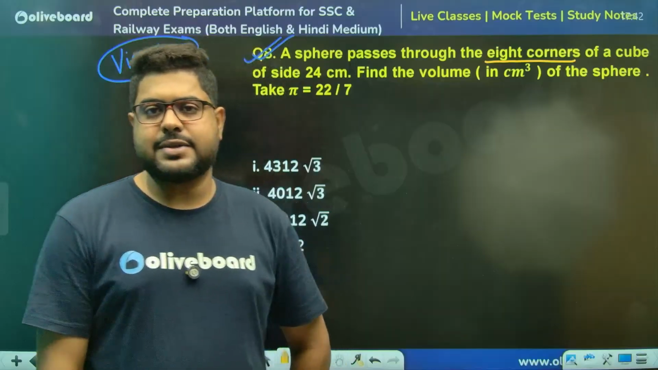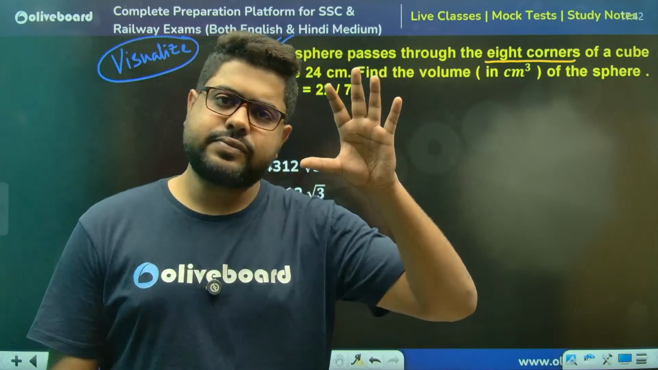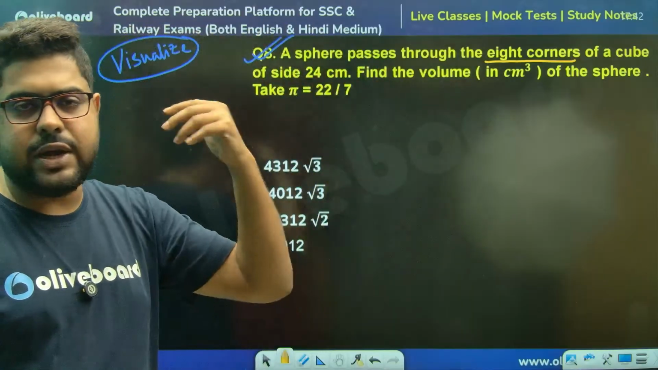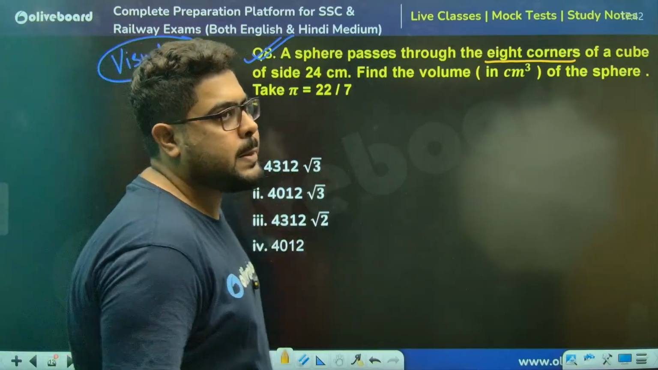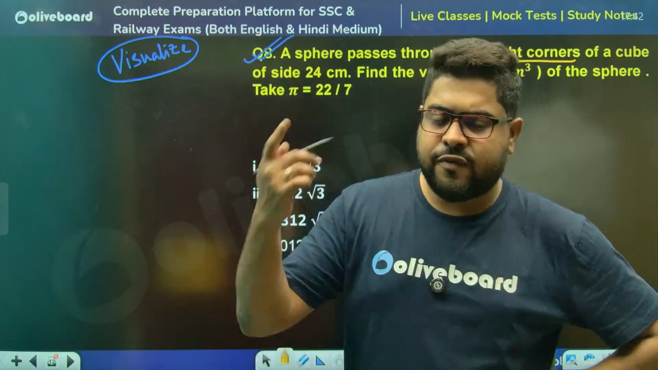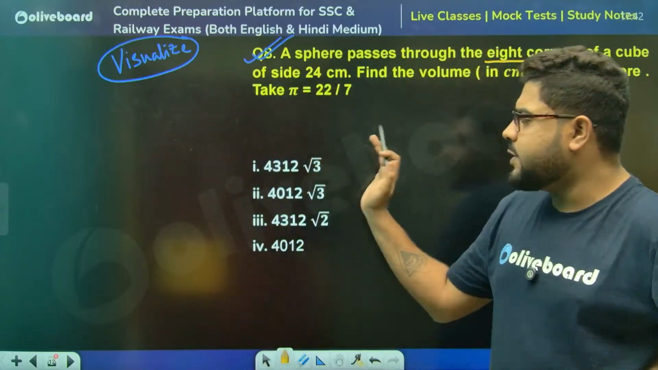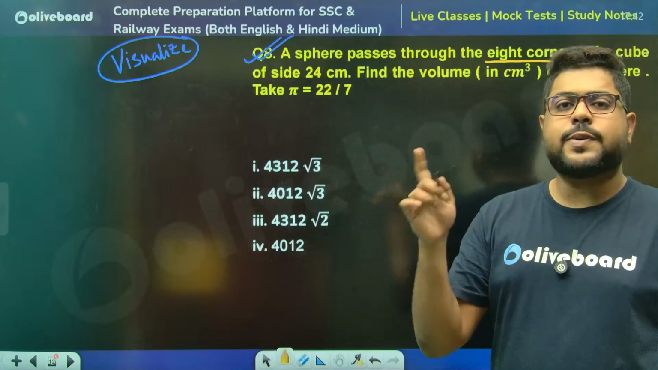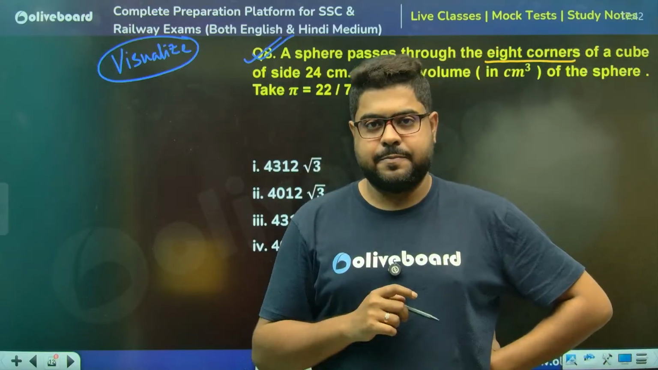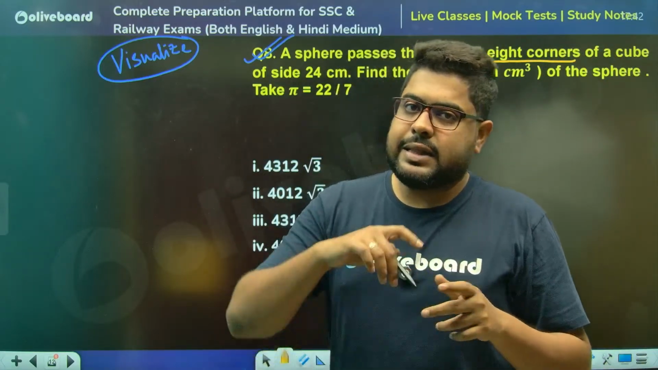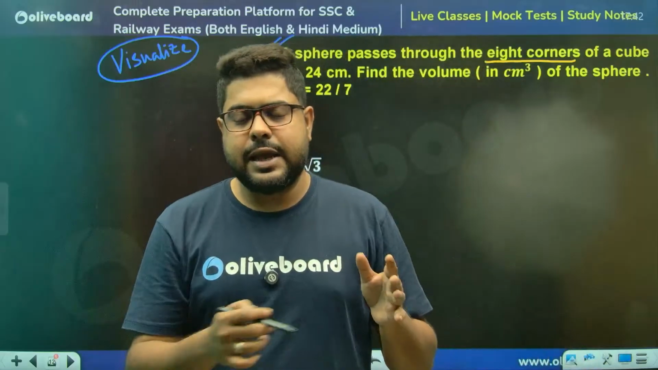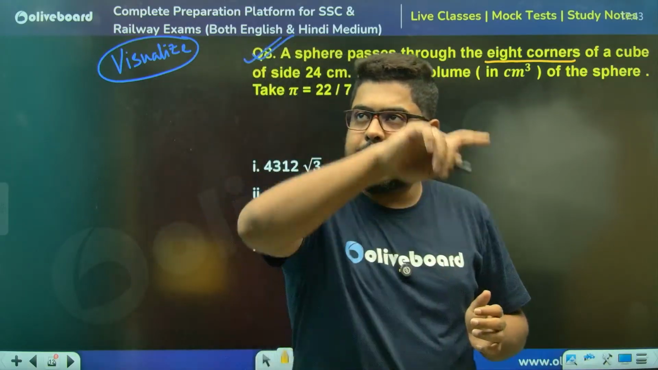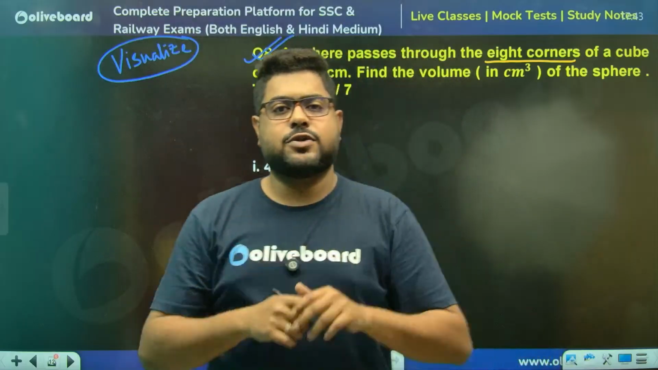If a sphere passes through the 8 corners of a cube, because there are 8 corners only of one cube. To visualize, it's impossible for me to draw it here. So just think, the cube is the room that you are sitting in. And there is a dome, or a sphere, that is passing through all the 8 corners of that room.